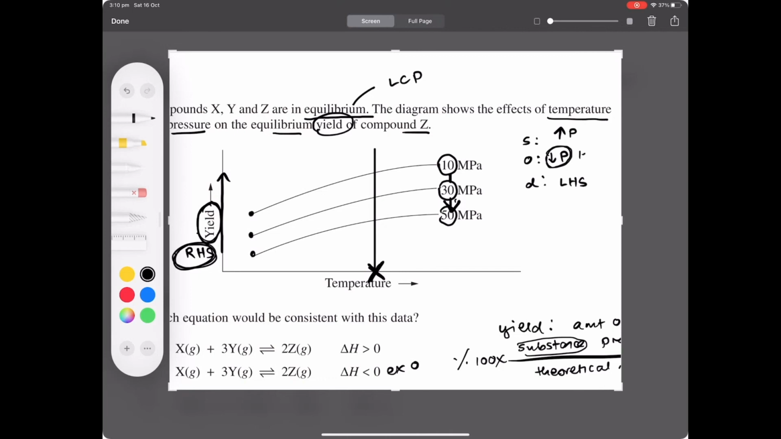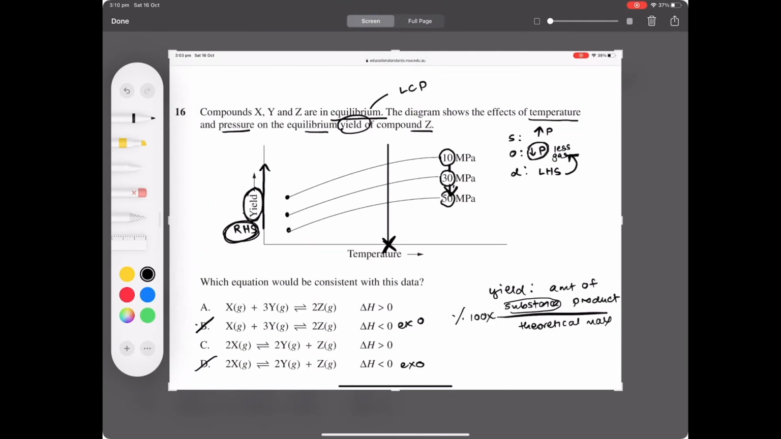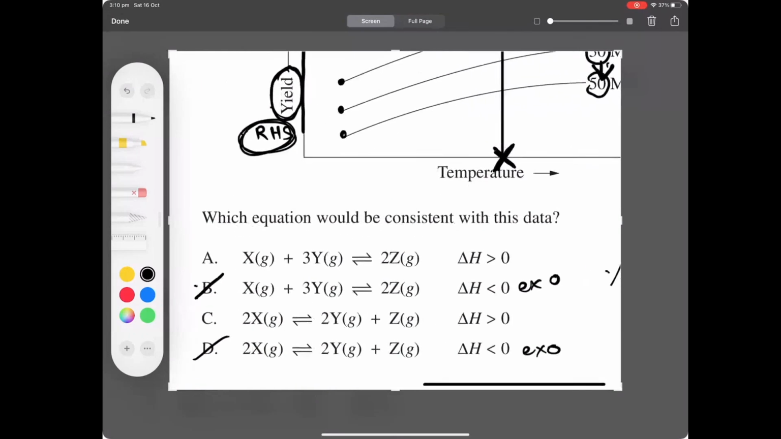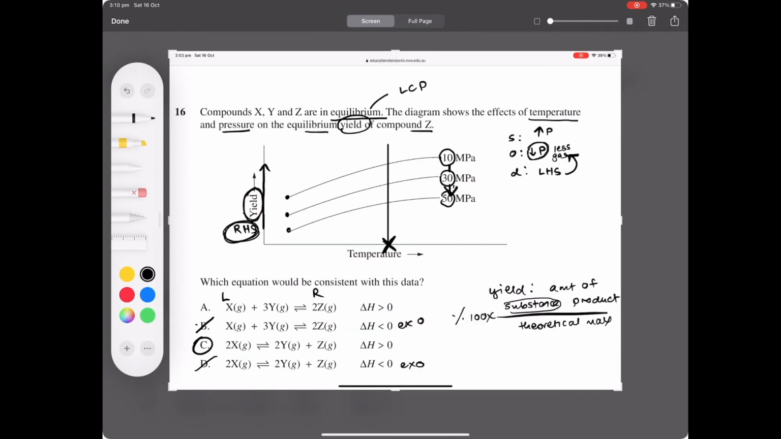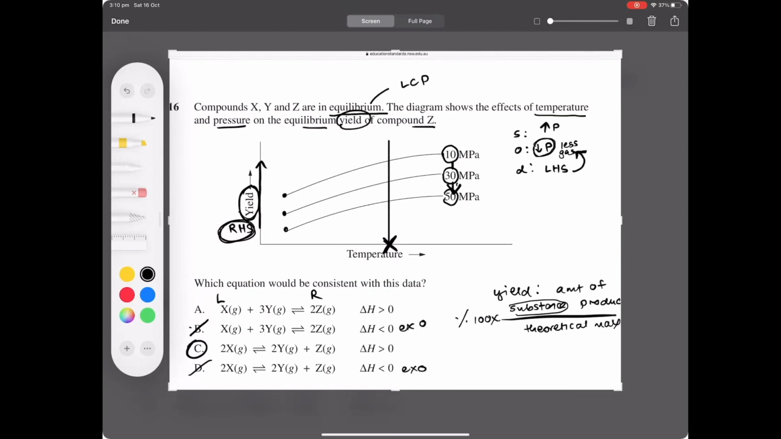Less. Less. We're trying to produce less gas moles and put two and two together. Remember, the direction is the direction we go to favor the opposite. So that tells me the left-hand side must have less gas moles. In which option does the left-hand side have less gas moles? C. Right. C. How easy was that, right? I honestly didn't have to think that hard. It was just following the same steps.